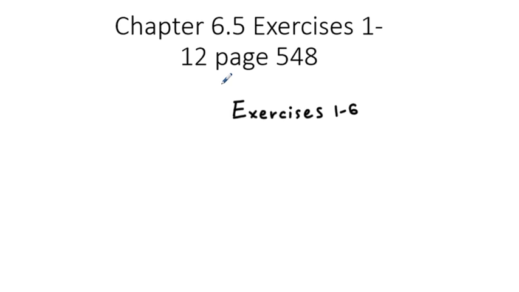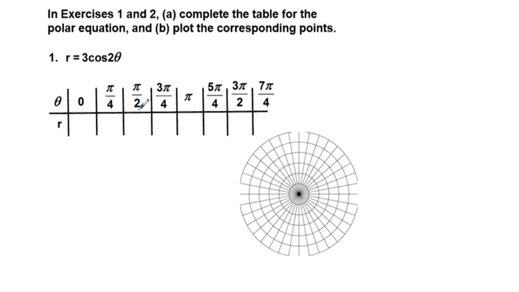This is chapter 6.5. In this video lesson, we're going to go over exercises 1 through 6, the odd numbers anyway. This has to do with graphing polar equations. And basically, we're just going to briefly get into it here with a couple video lessons. In exercise 1, complete the table for the polar equation, and B, plot the corresponding points.